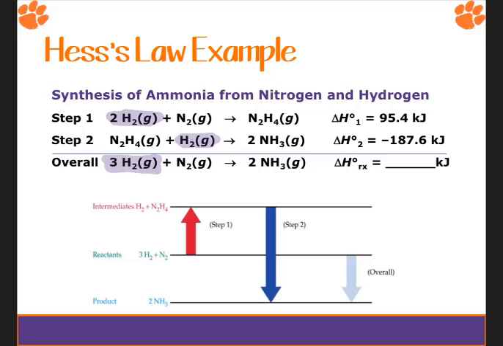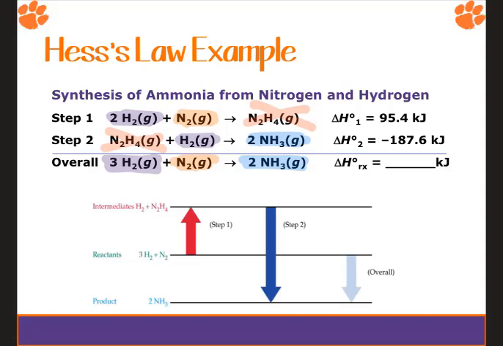Our next step, we have N2, so diatomic nitrogen. We see we have it here, right? So we have our 1 N2, and that's all we need. For our products, I need 2 NH3s, which I see here. So we can simply just add up these reactions. I also notice that I have N2H4 on the reactant and the product side. Those are going to go away. All right, so those will cancel out, and summed together, we have our total overall reaction, right? So this is our goal here.